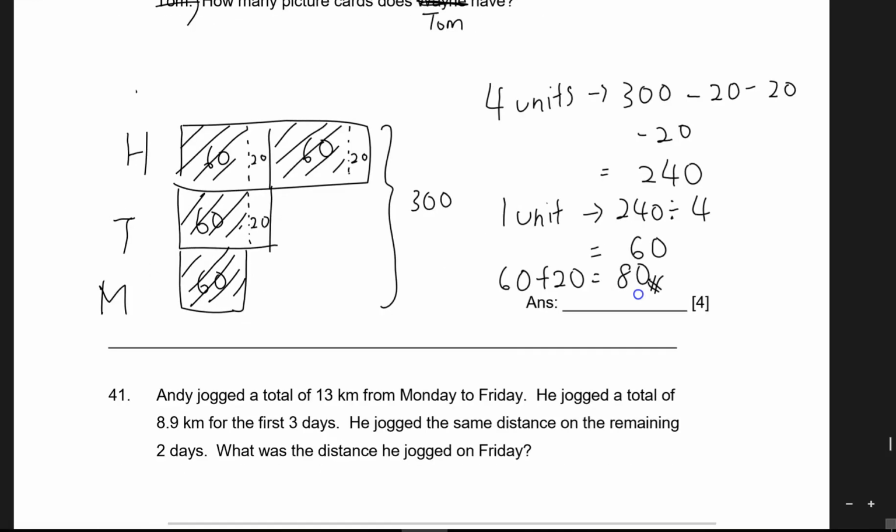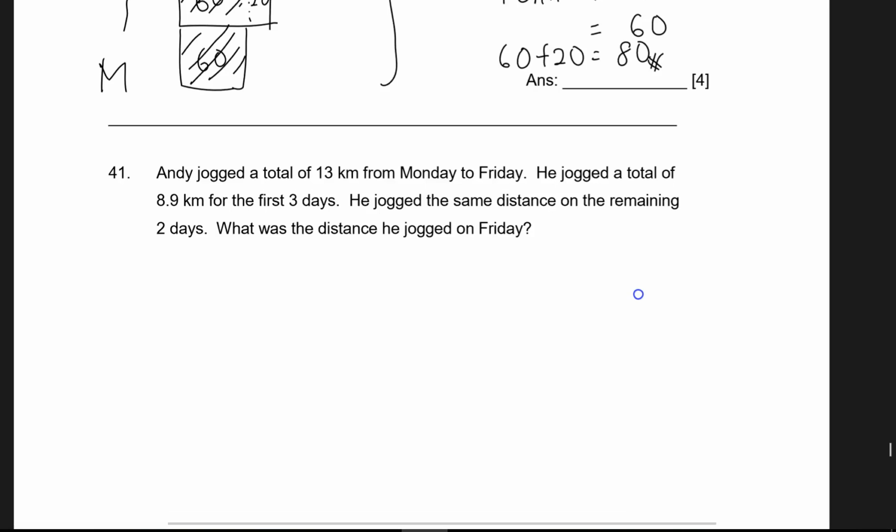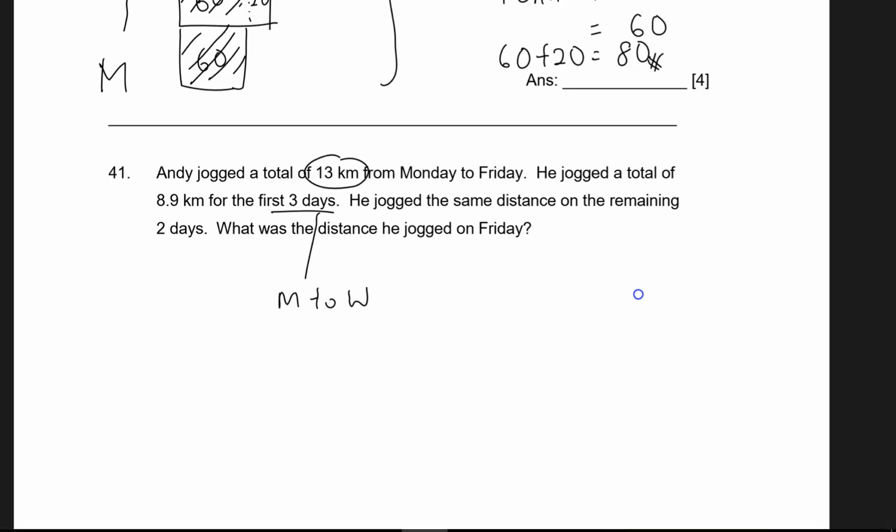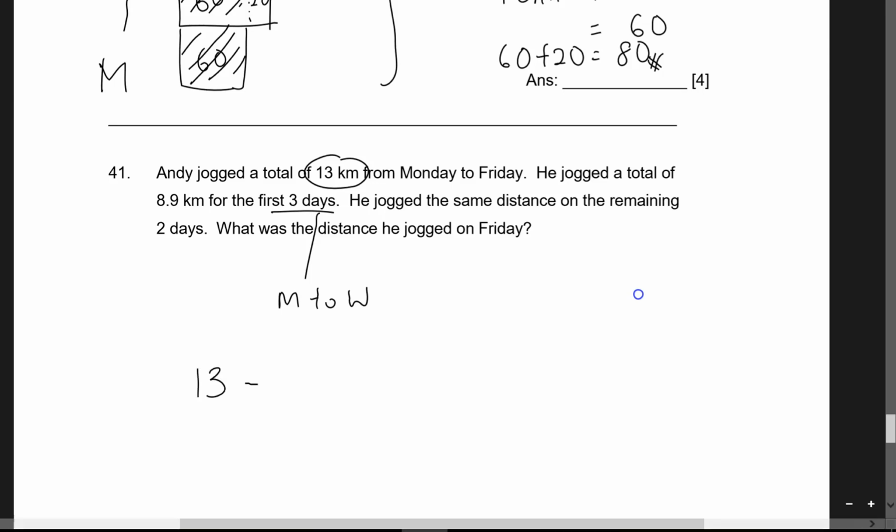Alright, question 41. Andy jogged a total of 13 kilometers from Monday to Friday. For the first 3 days, what's the meaning of first 3 days? Monday to Wednesday. So he has a total of 8.9. Now this 8.9 is only for Monday to Wednesday, meaning Thursday to Friday, you don't know, right? But you know that the total was 13 and the first 3 days was 8.9. We can find out the last 2 days.